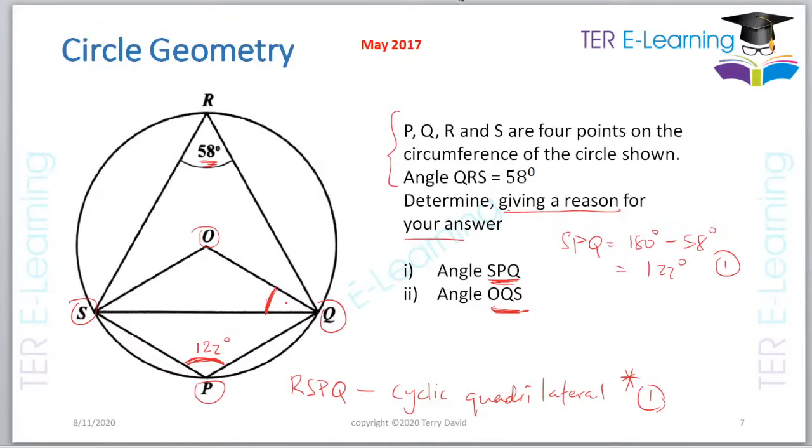Alright, so 32 degrees, because the angle at the center is twice the angle at the circumference. So I'm seeing a lot of you saying 32 degrees. Let's see if that's correct. So they want angle OQS, so make sure it's this angle we're looking for here. Now, if this angle here is 58 degrees, there's a rule that I gave you all last week. Let me get it here so you can see what I'm talking about.